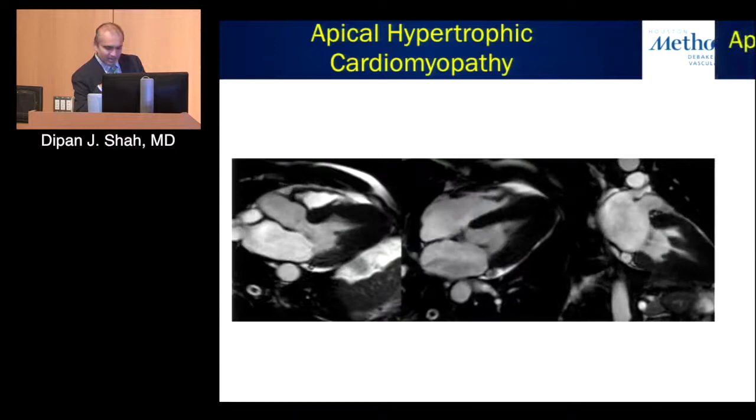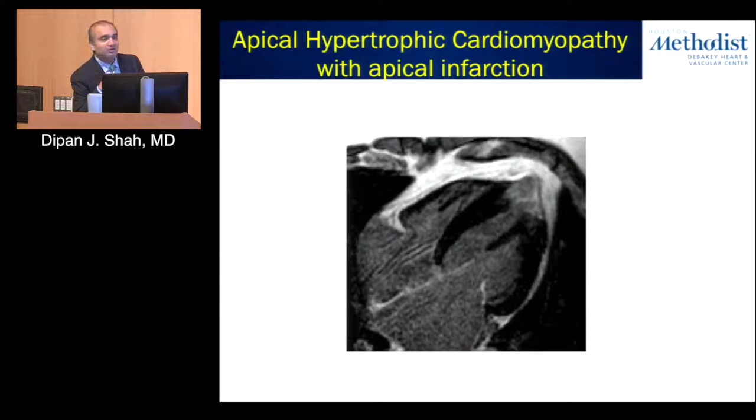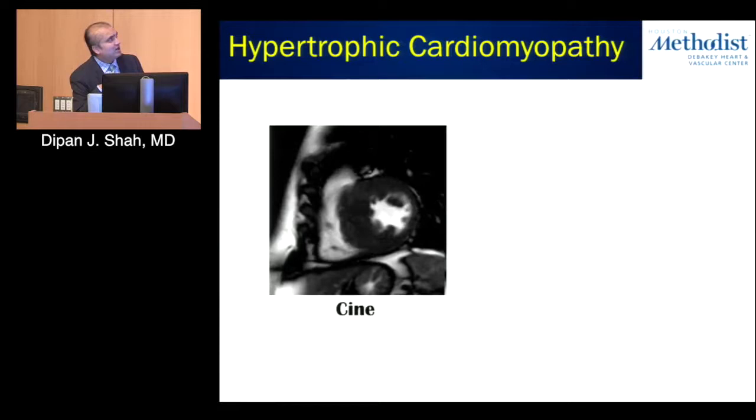And in these patients, oftentimes you'll see fibrosis in those hypertrophied apical segments. And frequently they can actually get an infarct as well in that apical cap. And again, this is likely due to trapping of blood by obstruction here, leading to extremely high pressures in that very apical cap region.